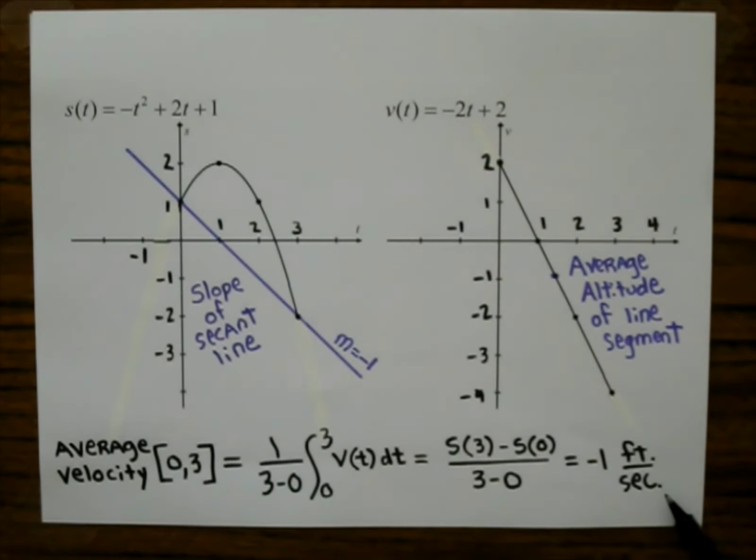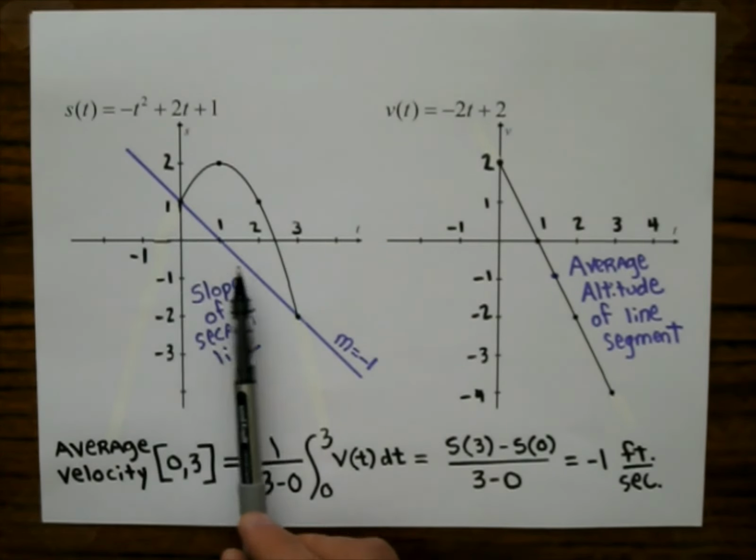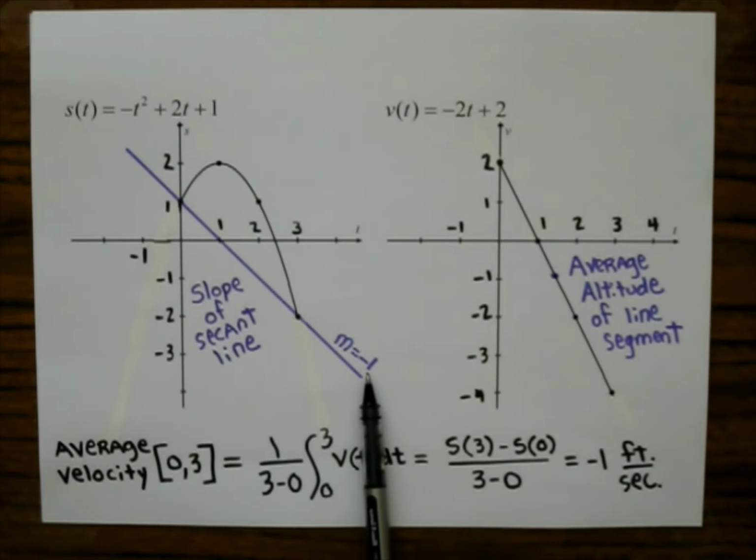That's the average velocity. In terms of the position function, it's the slope of the secant line connecting the points at t equals 0 and t equals 3. And the slope of that is -1, as you can see. In terms of the velocity graph, the average velocity happens to just be the average altitude of the graph, and in this case the graph is a line segment on the interval 0 to 3.